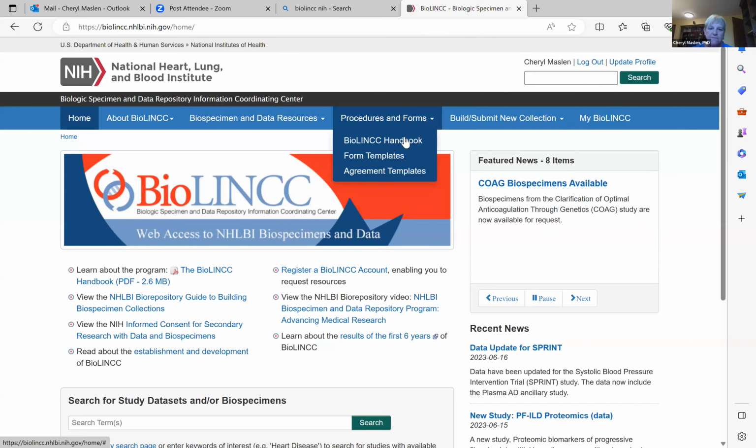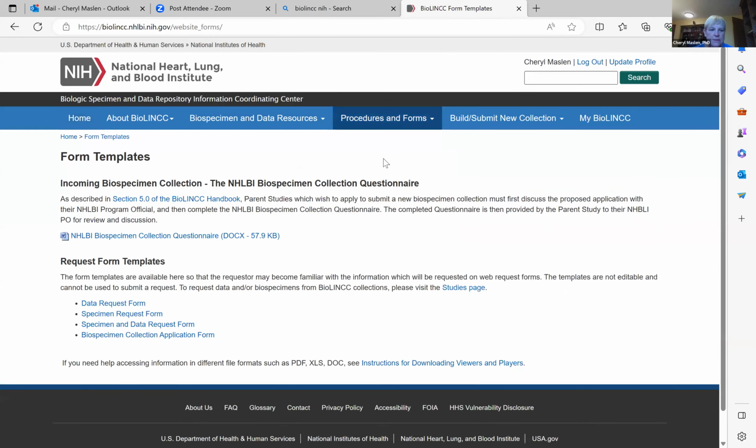But there are also things like form templates. And so you want to take a look at those because there's the data request form, specimen request form, specimen and data request forms, and biospecimen collection application form. So most of you will not be doing the number 4 because that's when you're putting samples into BioLINCC. But the other 3 are the things that you'll go into in order to access resources through BioLINCC.